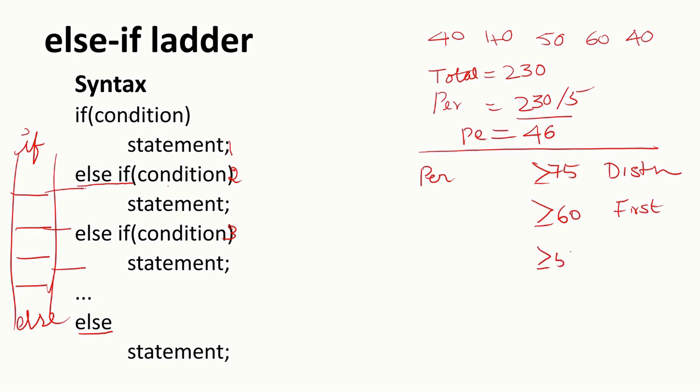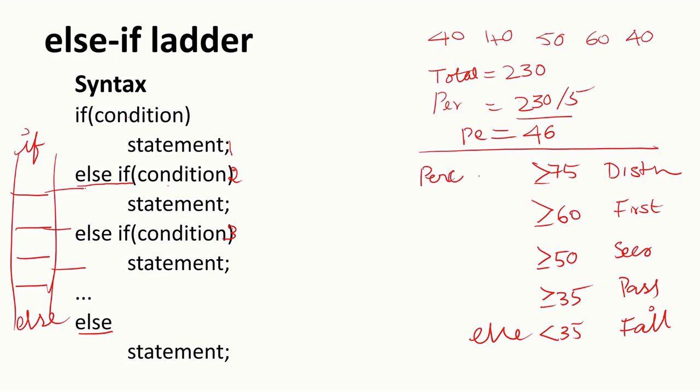I'm just giving you an example: if it is greater than 50 something, you can call it second class. If it is greater than or equal to 35, we say pass class. If it is less than 35, that is, else, we say it is fail. Like this you can have some coding.